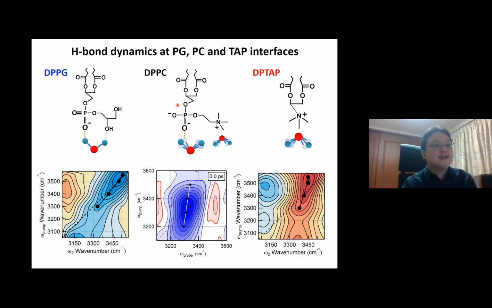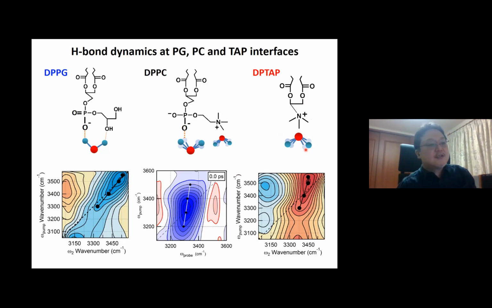Meaning that in this case, even though the water has the interaction of phosphate, we have the fast fluctuation of water around the choline, which affects the water around the phosphate, so the water fluctuation becomes much faster. Then for DPTAP, of course, the water cannot have hydrogen bonding, so the fast fluctuation makes the tilt angle look much more vertical.